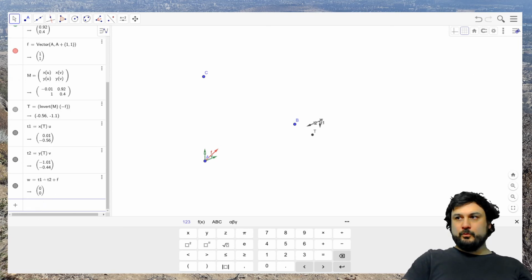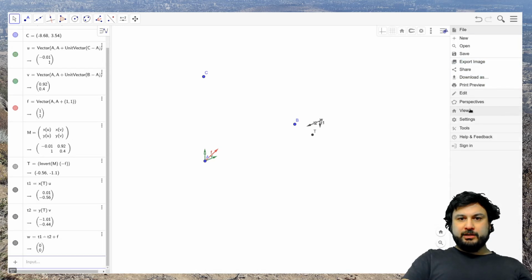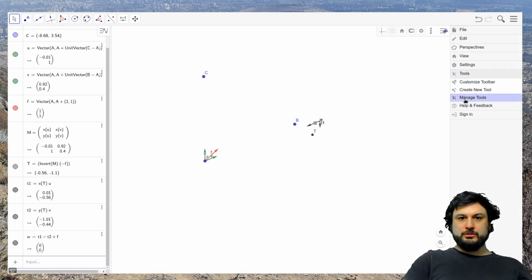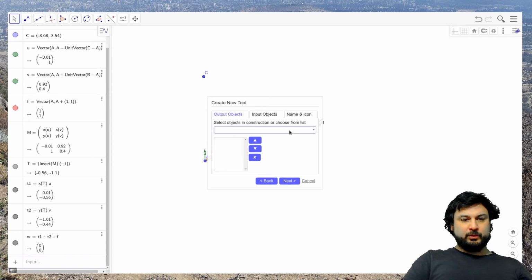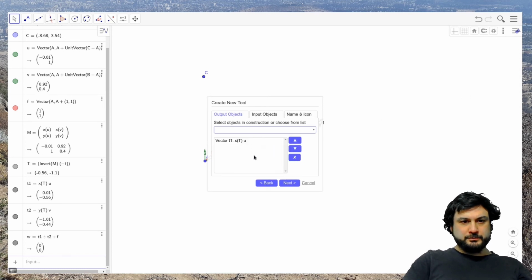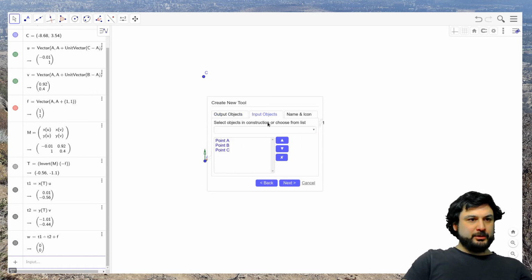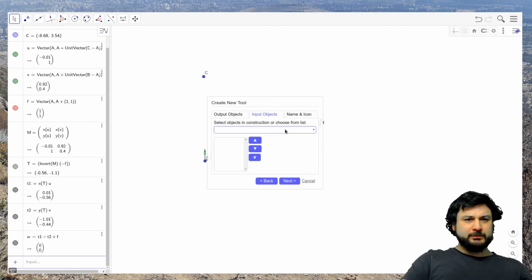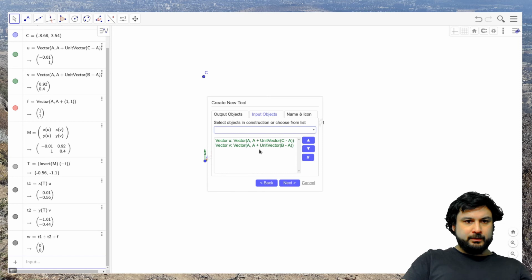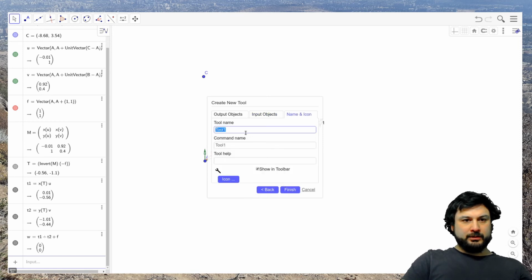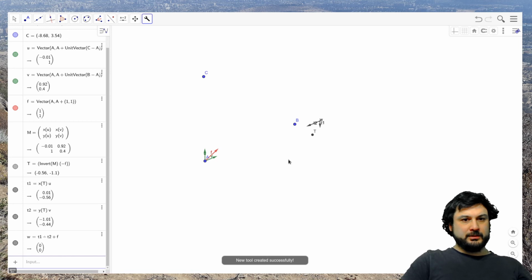So with that, we now go to the create new tool menu. So we go to tools, create new tool, and we select what output we want. So we want T1 and T2. We want the final vectors to be our output, and our input objects are going to be not the points, so I'm going to get rid of those, but they're going to be in this order: the u vector, the v vector, and finally the force. Let's call this particle equilibrium and store it like so.